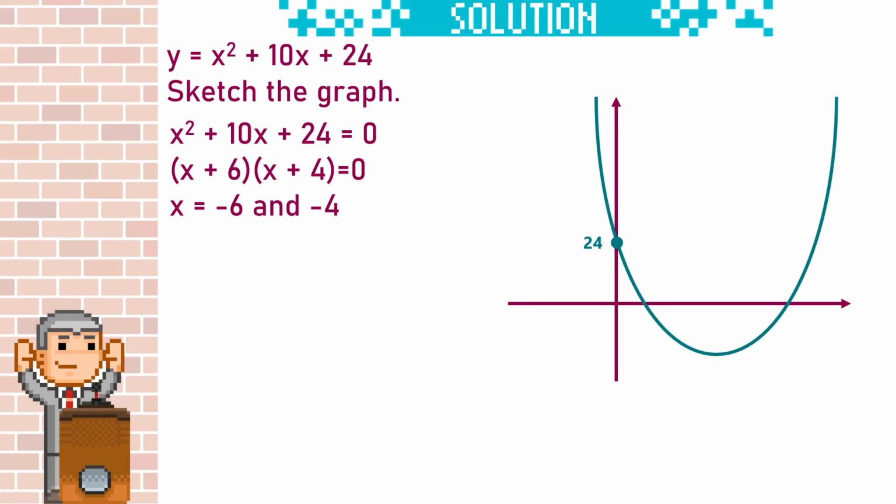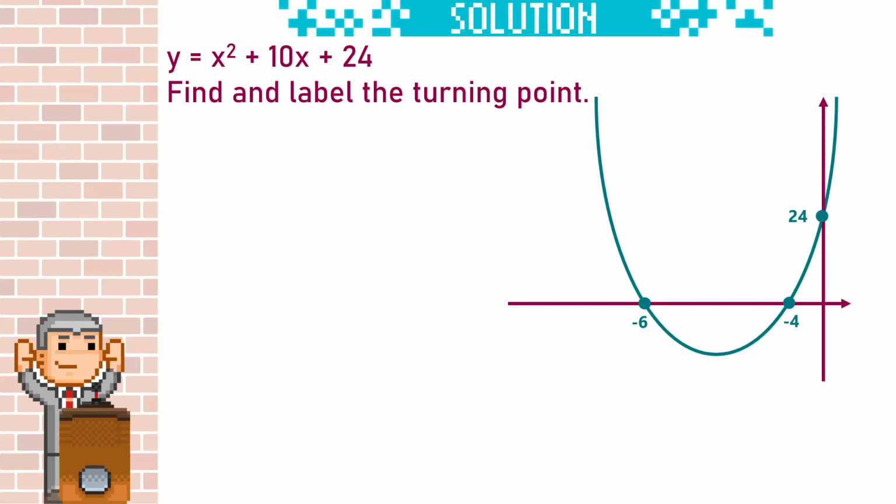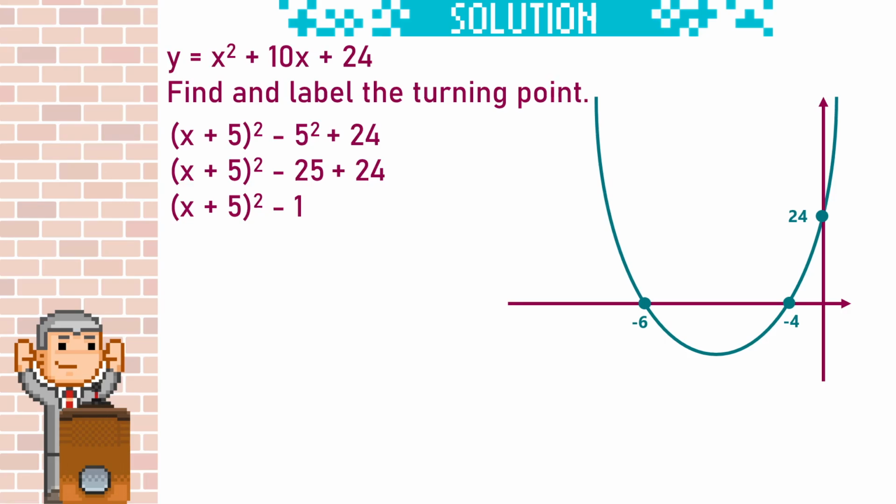Notice that the roots are -6 and -4, so our graph is in the wrong place. It's always best to sketch when you know the values. To find the turning point, we need to complete the square.